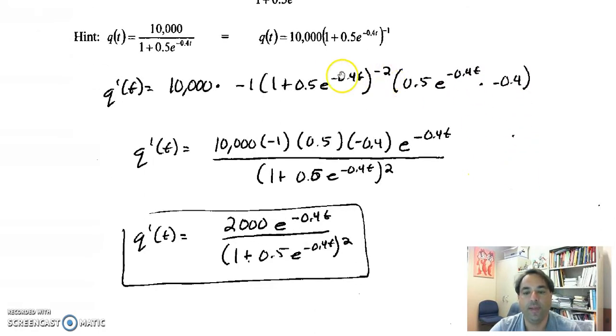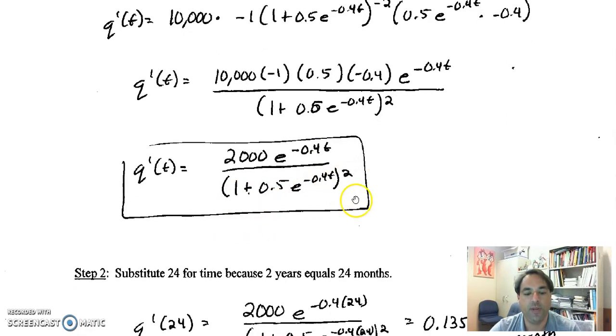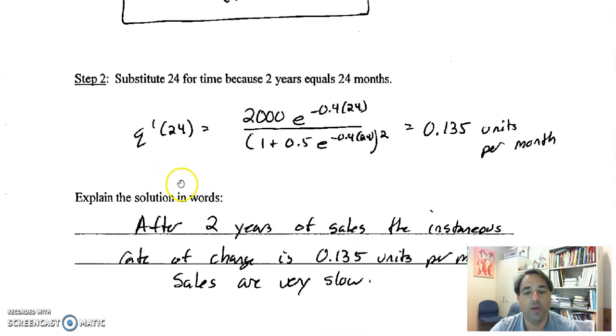Now to clean it up a little bit, the negative 2 can go to the bottom. We can multiply the negative 1 times 10,000 times 0.5 times negative 0.4 and get 2,000 e to the negative 0.4 t as the numerator, and then the denominator 1 plus 0.5 e to the negative 0.4 t all squared. And if we plug in 24, we get 0.135 units per month. So after 2 years of sales, the instantaneous rate of change is 0.135 units per month.